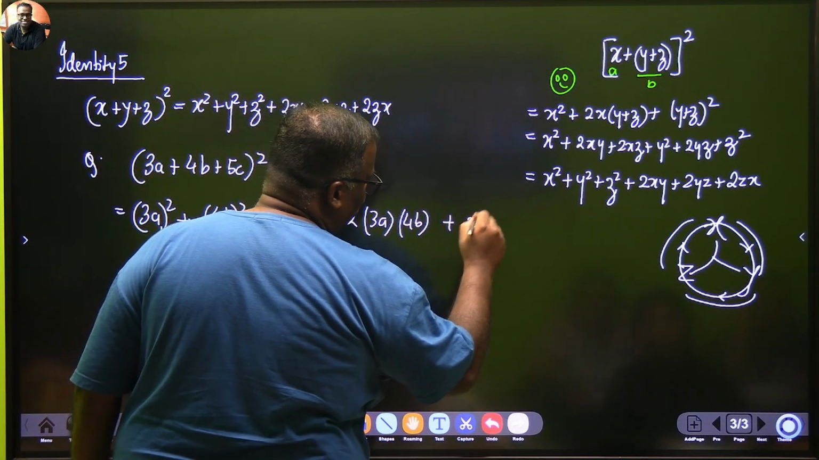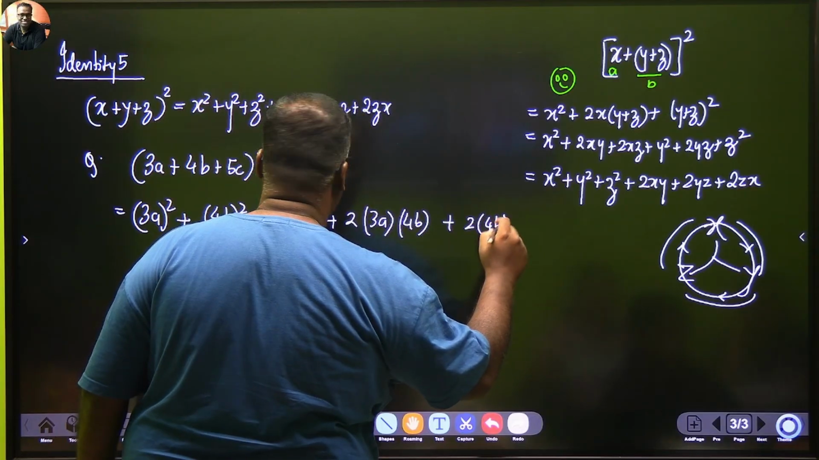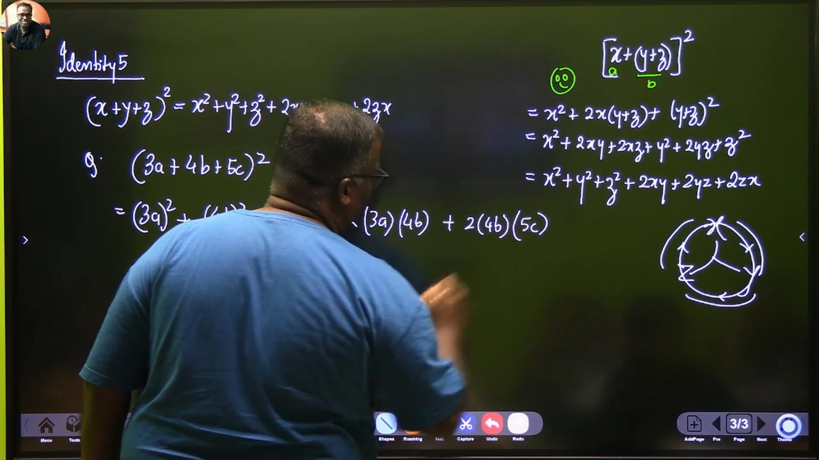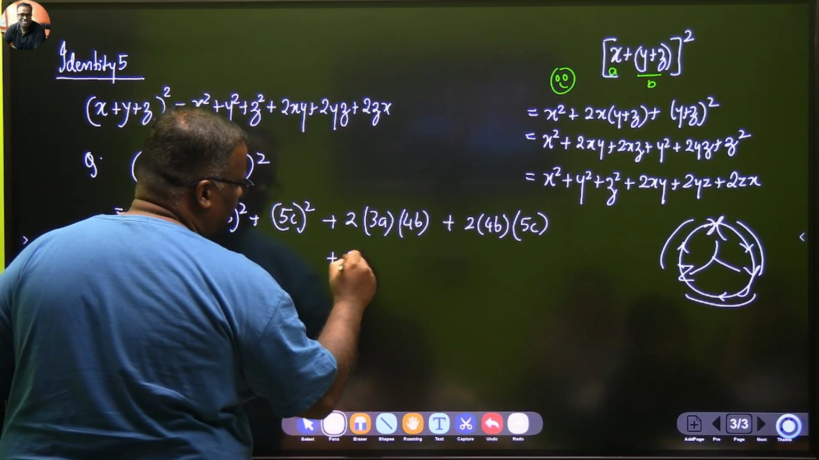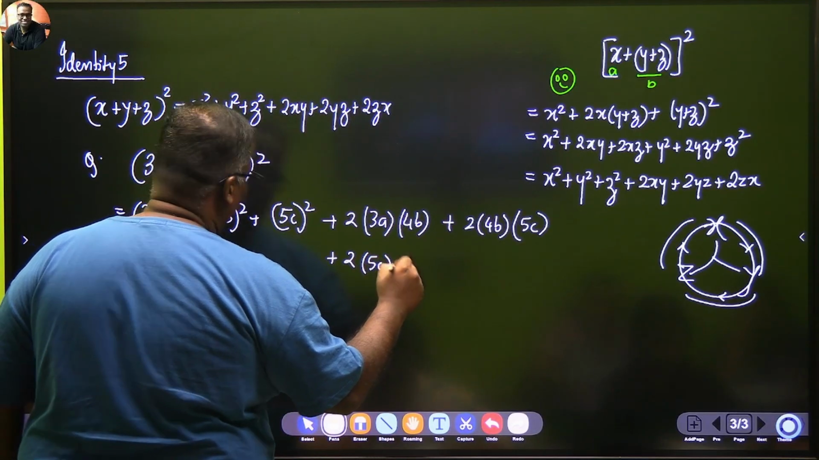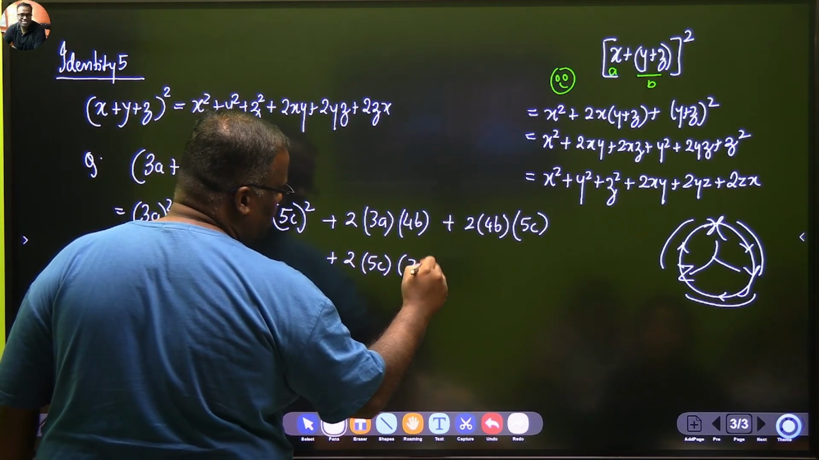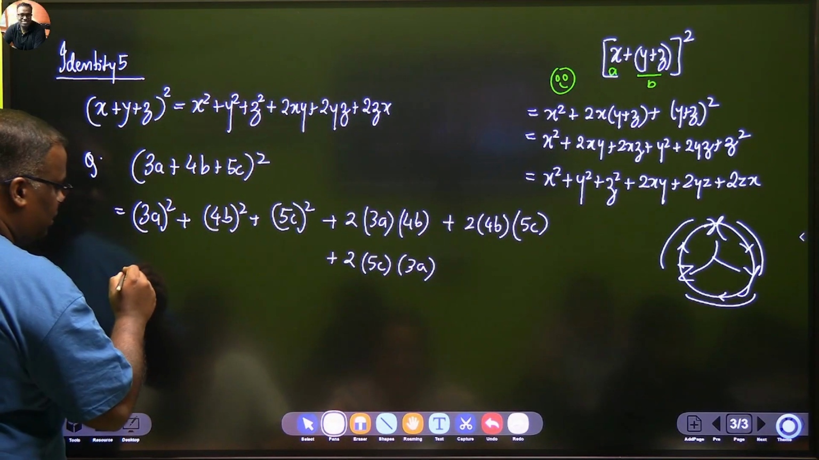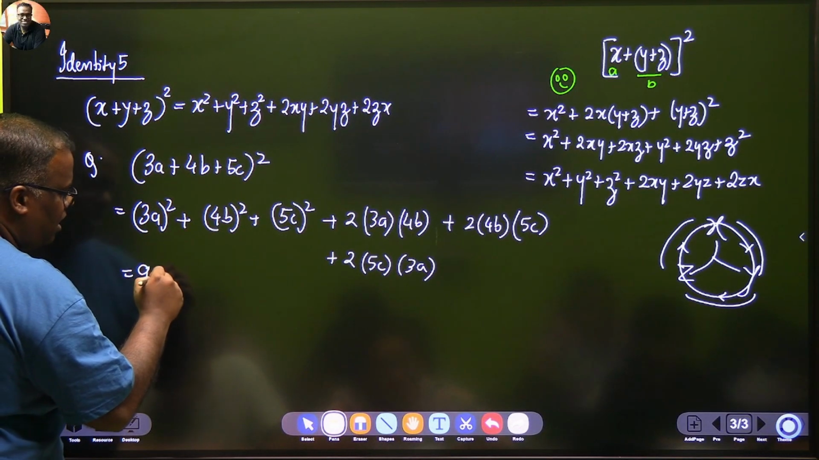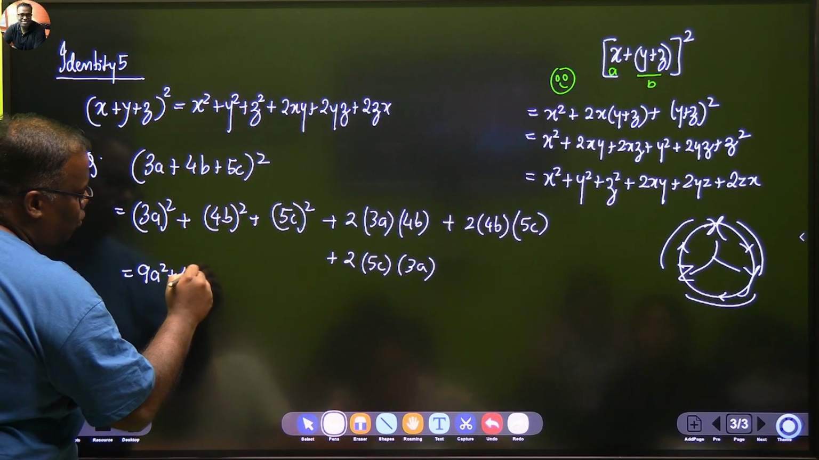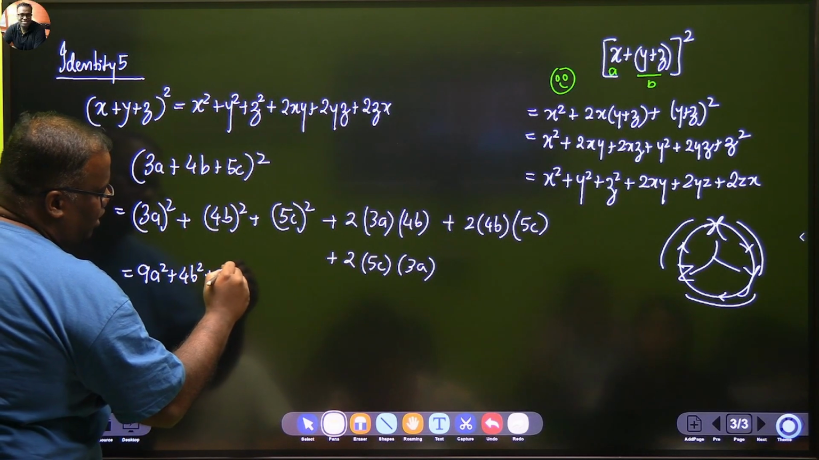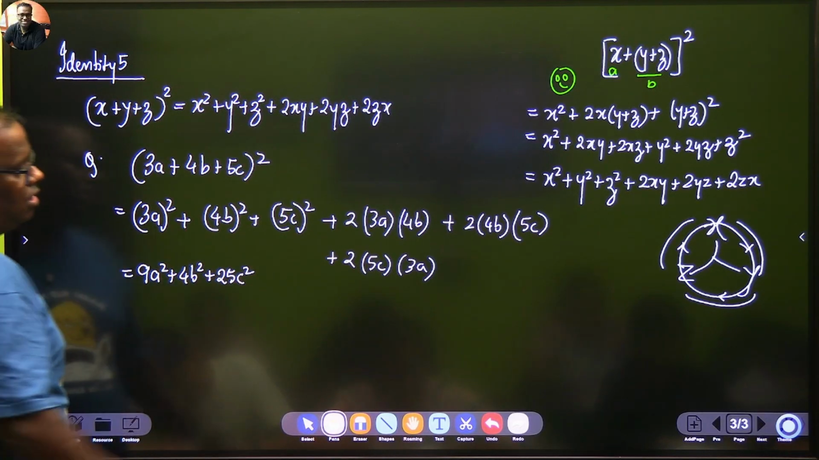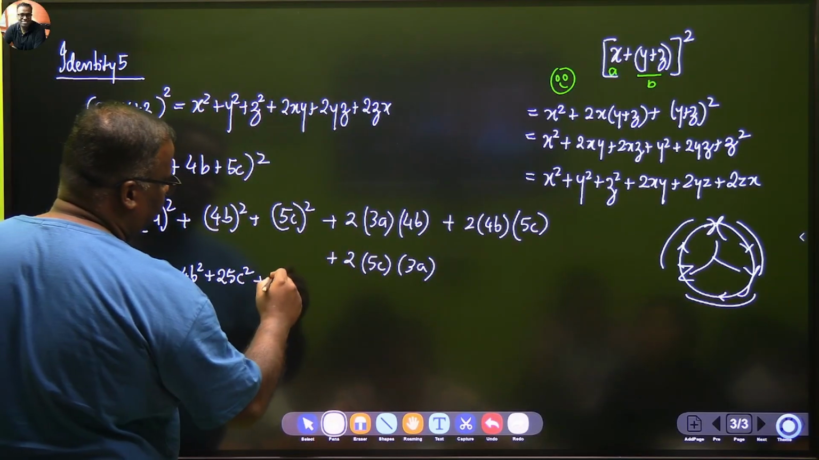And then what I do? I take 4b and I go to Kremlin. That is 5c. And then I take 5c, and from there I straight away go to Siberia. Have we got the right answer? Let us solve it further. This is 9a squared and 4b squared, 25c squared. 2 3 times is 6, 4, 24.